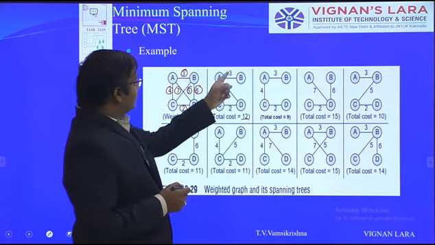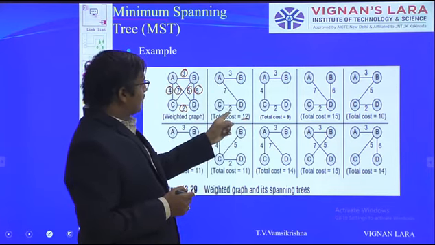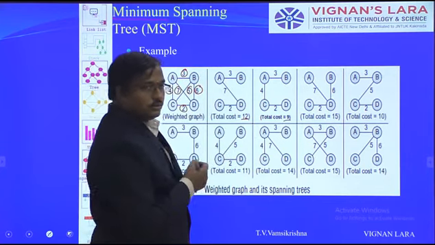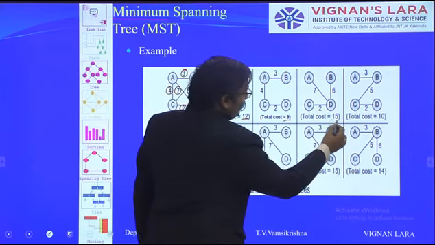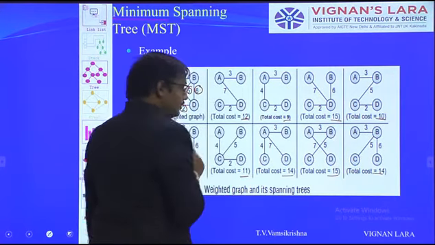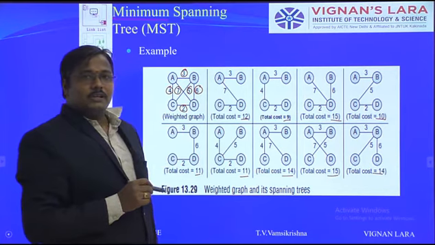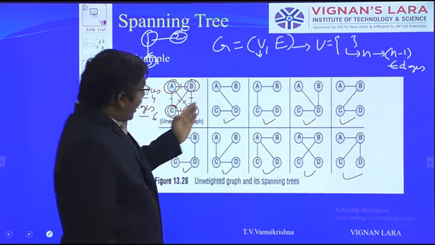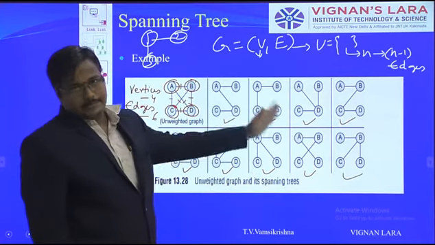So here 3 plus 7, 10, 10 plus 2, 12. Here we are getting 4 plus 3 plus 2, 9. 9 is the cost. 15 is the cost. 10 is the cost. 14, 15, 14, 11, 11. So what is the minimum cost spanning tree? In the previous problem, all are the possible solutions.